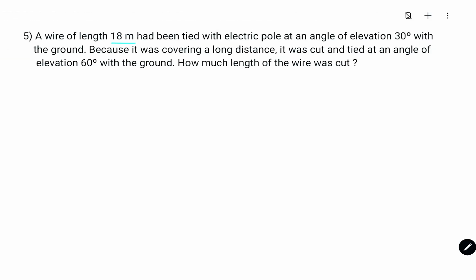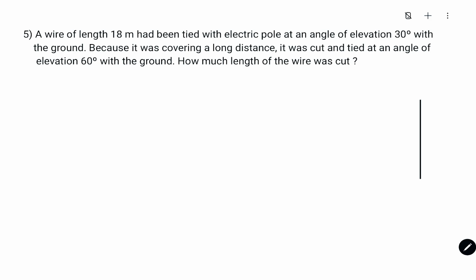A wire of length 18 meters had been tied with an electric pole at an angle of elevation 30 degrees with the ground. Because it was covering a long distance, it was cut and tied at an angle of elevation 60 degrees with the ground. How much length of the wire was cut? Now we draw a figure to solve the question. To draw one vertical line, we assume this is the electric pole.